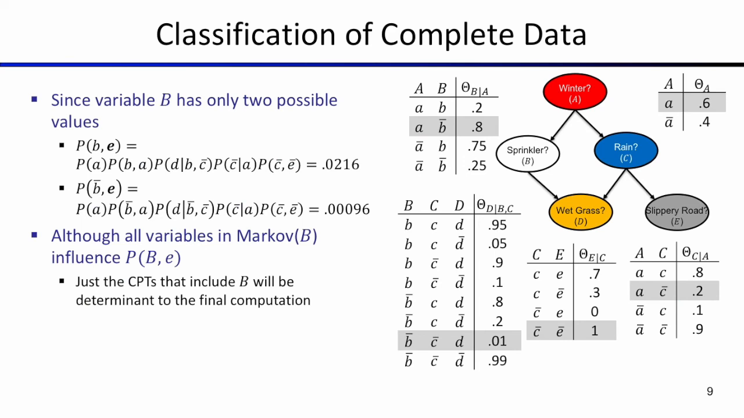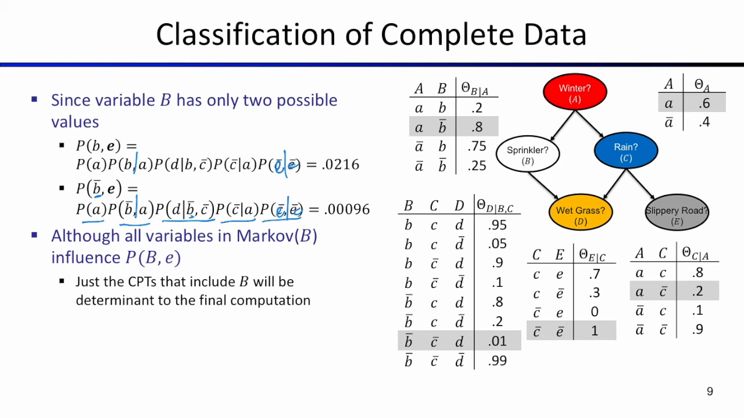Okay, and now we do the computation for not B. And it's going to be very similar. We take the chain rule for the Bayesian network, and we compute. I have to fix this: this is E given C, and this is conditional. But they're going to be very similar, right? So we're going to take P of A, now P of not B given A, because we have the not B instantiation, P of D given not B and not C, P of not C given A, and P of not E given not C.